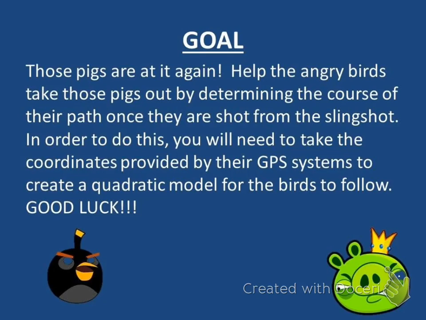Our overall goal is to help out the angry birds. Those pigs are at it again. Help the angry birds take those pigs out by determining the course of their path once they are shot from the slingshot. In order to do this, you'll need to take the coordinates provided by their GPS systems to create a quadratic model for the birds to follow. Good luck.